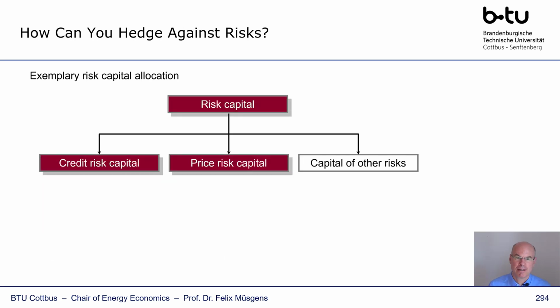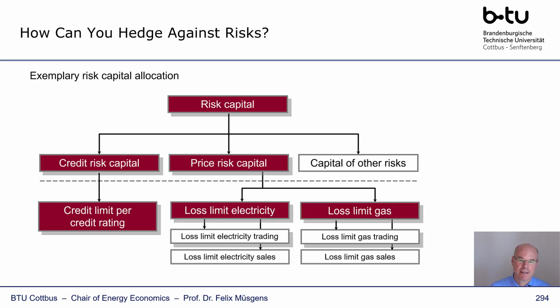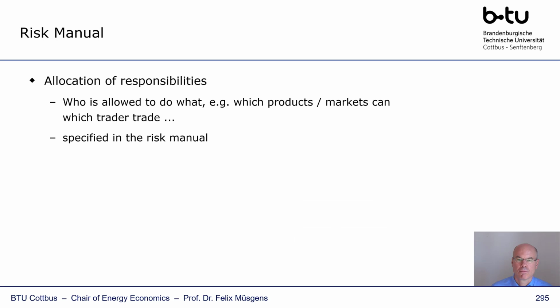Here's an exemplary risk capital allocation. You start from the top, the risk capital, and then assign some to credit risk, some to price risk, and some to other risks. And then with the credit risk capital, you do what we already discussed when discussing credit risk: credit limit per credit rating. For the price risk capital, you have loss limits for electricity, loss limits for gas trading, and that's about it. Okay, so that's how to allocate risk capital.